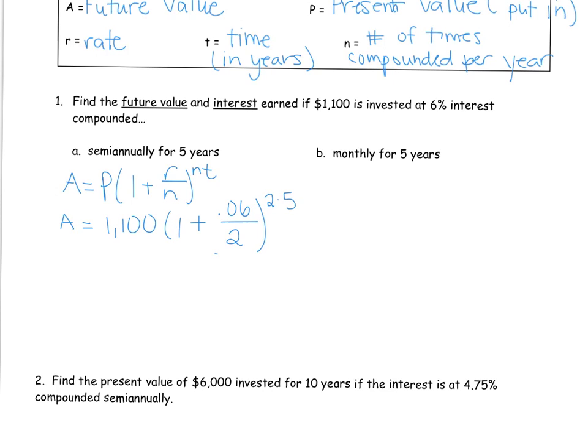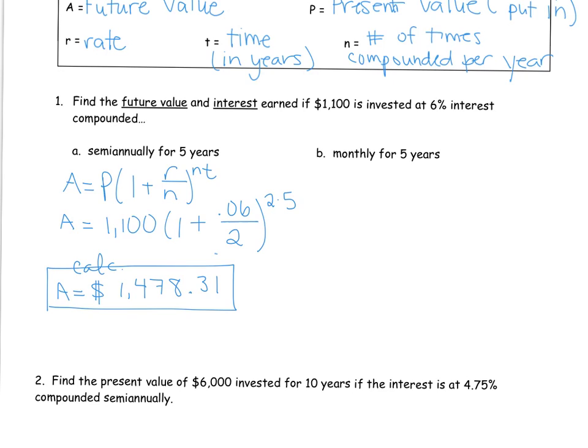Put in your 1,100, parentheses, 1 plus 0.06 divided by 2, parentheses, caret key, and I always just go and say to the 10th rather than the 2 times 5. So calculator. And we round to the nearest cent. Therefore, A equals $1,478.31.